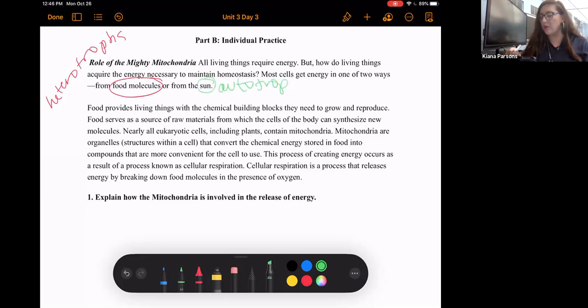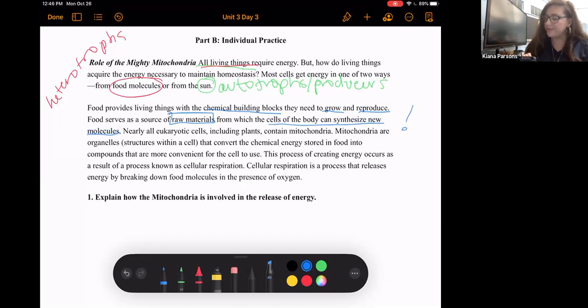So we're talking about producers, or in other words, plants. But the mitochondria is present in both. So the mitochondria works in all living things, regardless of if they produce their own energy or they acquire it from other living sources. Food provides things with the chemical building blocks they need to grow and reproduce. Food serves as a source of raw materials from which the cells of the body can synthesize new molecules.